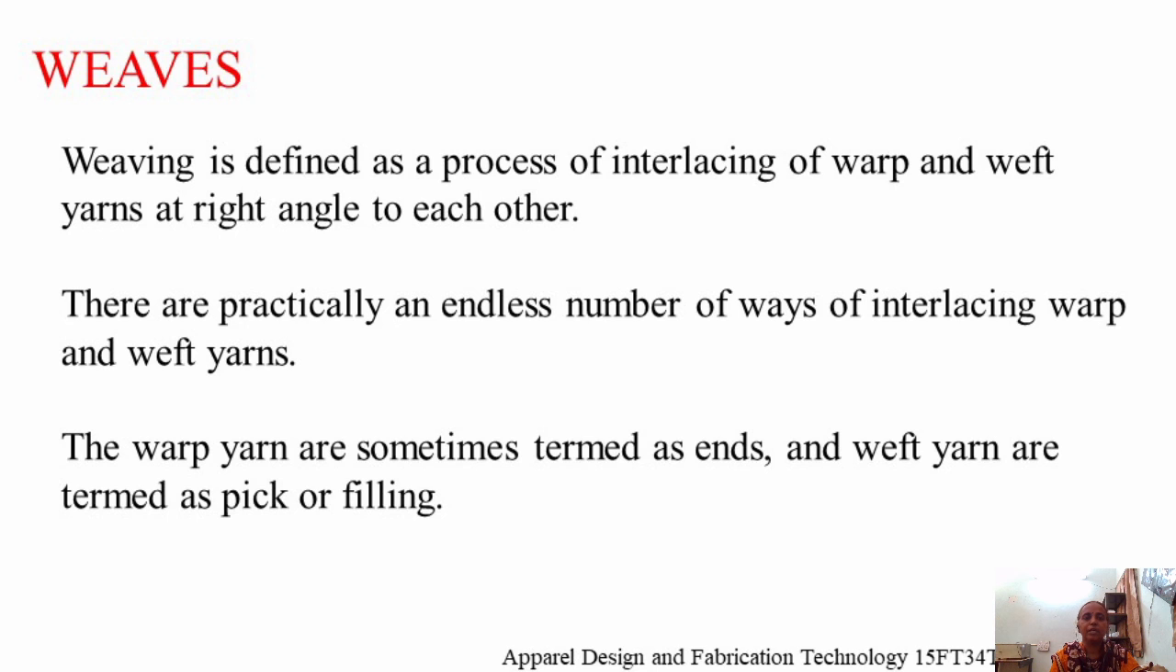So for weaving, we need two types of yarns, warp and weft yarns. Weft yarns are inserted with the help of the shuttle by different techniques. Weaving is defined as a process of interlacing of warp and weft yarns at right angles to each other. There are practically an endless number of ways of interlacing warp and weft yarns. The warp yarns are sometimes termed as ends and weft yarns are termed as picks or filling.